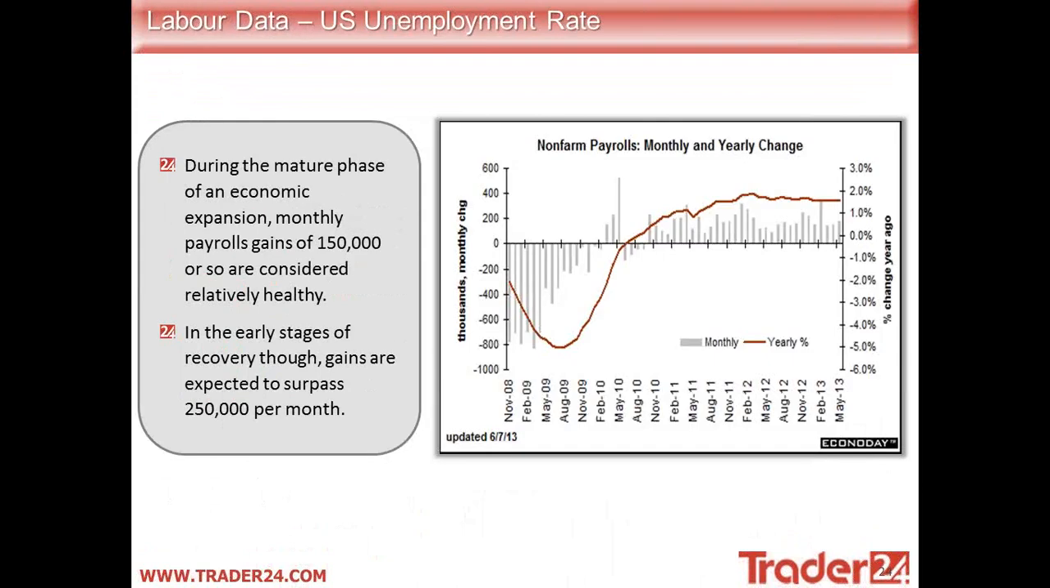Okay, so just basically looking at the US unemployment rate, and here we have a chart of the non-farm payrolls. This is taken straight from Bloomberg, this particular chart. All right, so during the mature phase of an economic expansion, monthly payroll gains of 150,000 or so are considered relatively healthy. Okay, so anything below that, the economy is in a bit of a struggle. In the early stages of recovery, though, gains are expected to surpass 250,000 per month. All right, so right now, as it stands, we can see it's getting up there in terms of recovery. It's taken a little while to get there, but it's certainly making its way up towards the recovery stage.